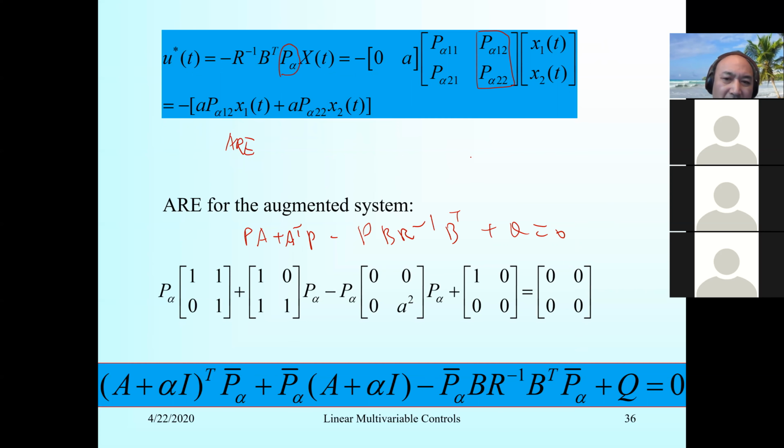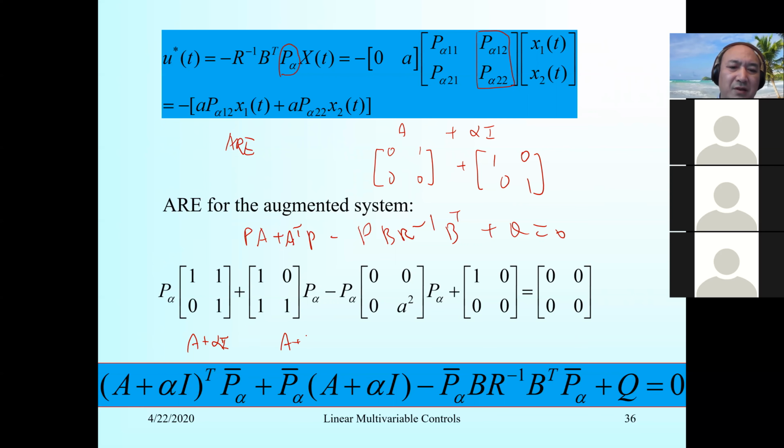Wait a minute. No. Yes, I'm correct. So this is correct. So this is A transpose. Be careful. What I'm saying is my A is actually 0, 1, 0. Okay, this is my A. But I need to plus alpha I, so alpha is 1, 1, 0, 0. So together you will get something. This is A plus alpha I. Then this is the transpose. So you end up with this one. This is A transpose, so this is this term.